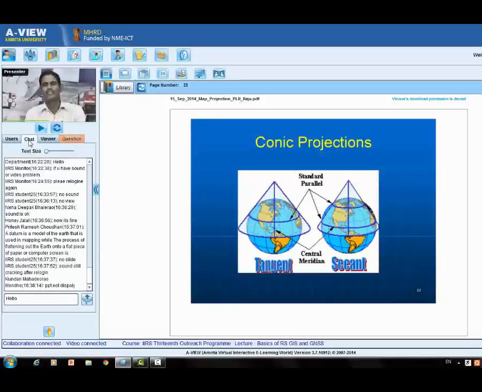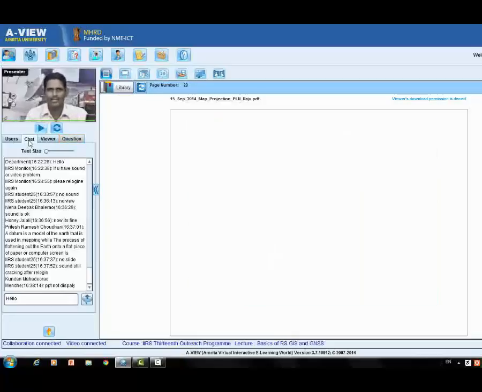So the third projection here is conic projection. Here also we have the cone placed at a certain place tangentially, and the cone placed in the secant way. Then you unfold it: you take the center meridian and cut open that surface. In the case of a tangent, you have one parallel which was touching tangentially, and along that line you will have less distortion. As you go away from that, you get more distortion. So in the case of tangent, it is only one standard parallel. If you go to the secant, you will have two standard parallels. Whatever touches the surface is called a standard parallel.